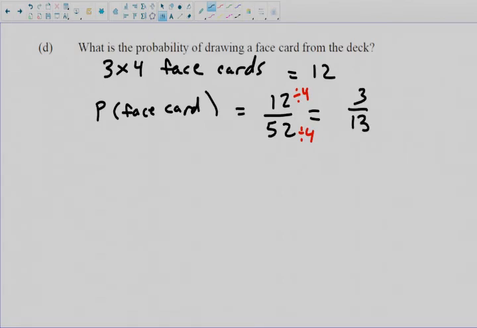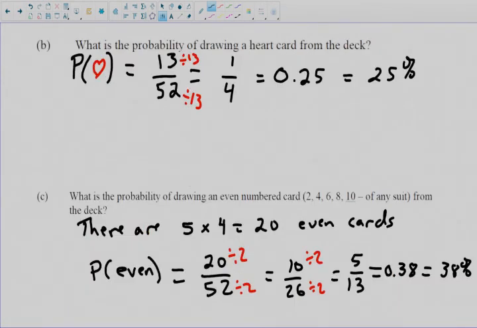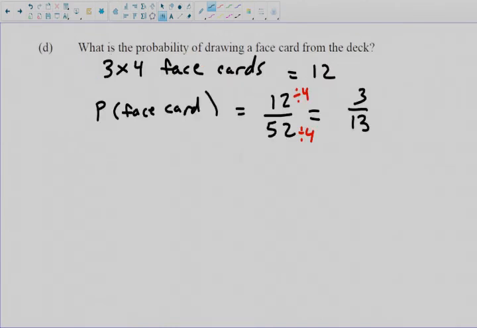And if you look back at our deck of cards, there are 3 face cards per suit. So again, because it is a proportional ratio, figuring out the probability of picking face cards out of one suit is the exact same thing as figuring out the probability of picking a face card from the entire deck. I'm gonna let you figure out the decimal and percentage values of this one.